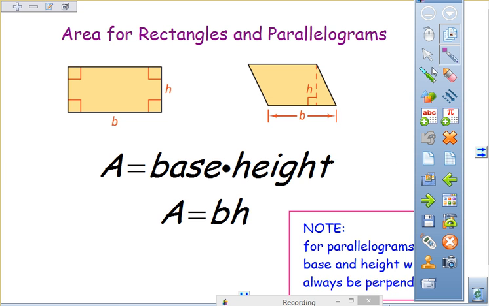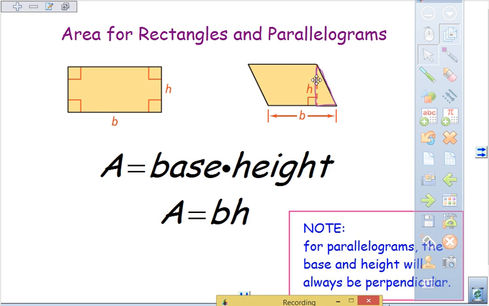Areas for rectangles and parallelograms. Area equals base times height. So in a rectangle, that's plain and simple, base times height. It doesn't matter which one is B and which one is H because multiplication is commutative. And then in the parallelogram, we also have base times height.